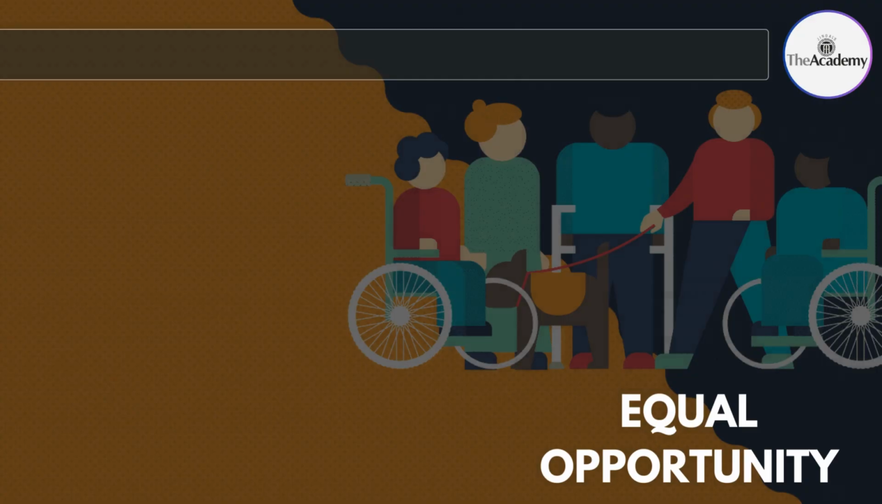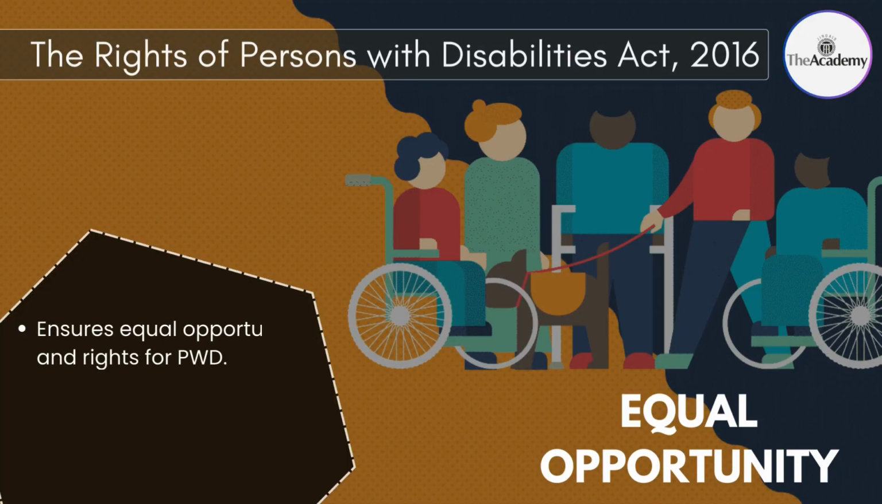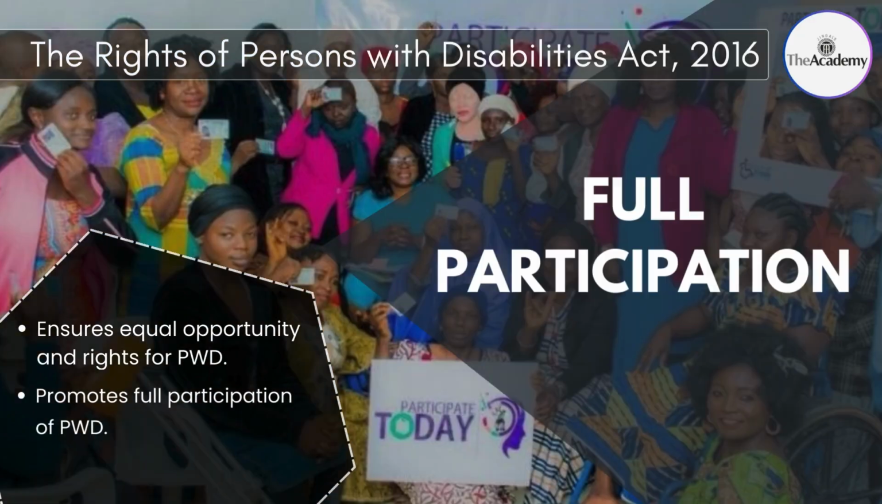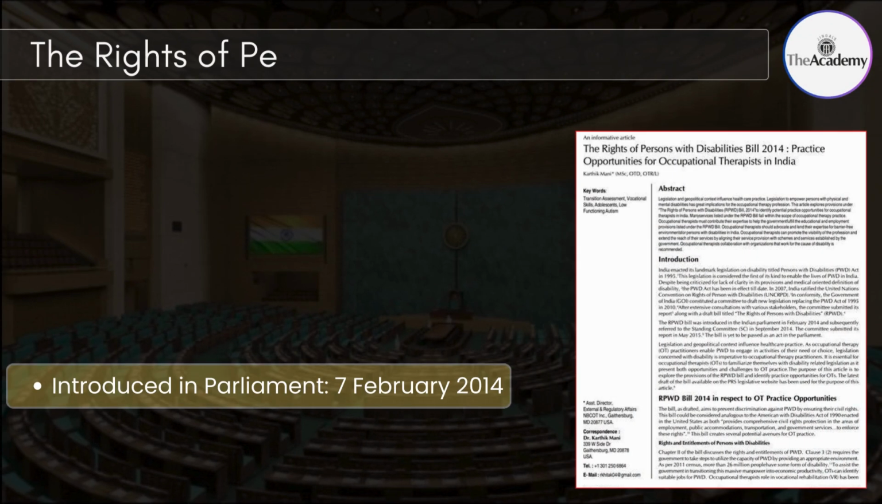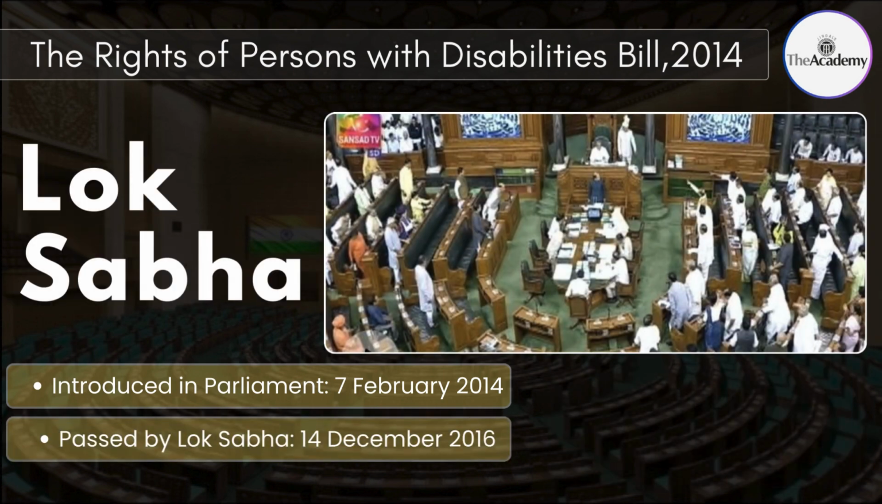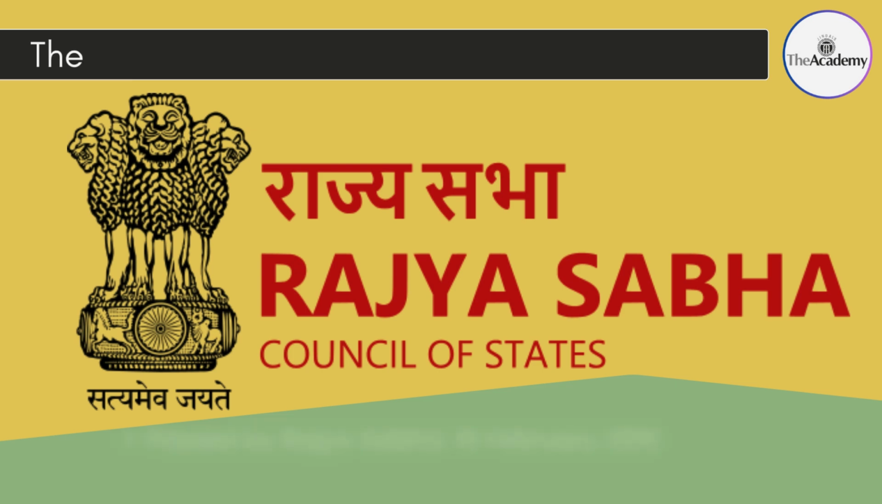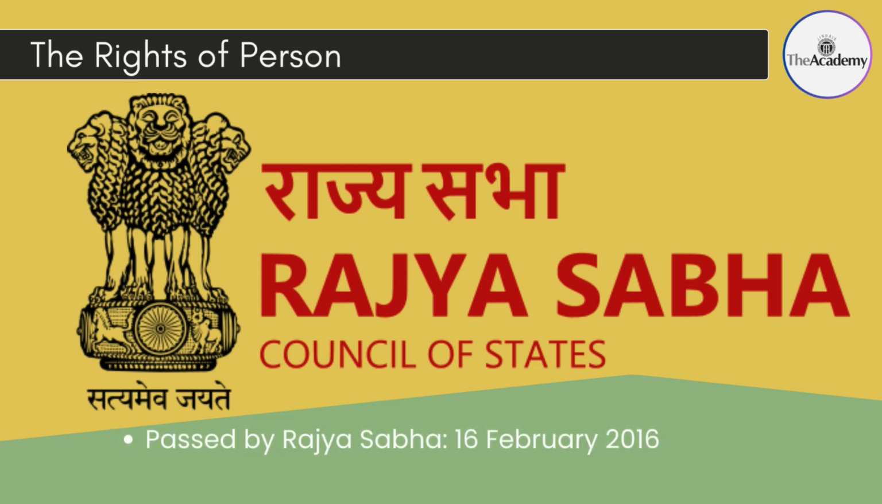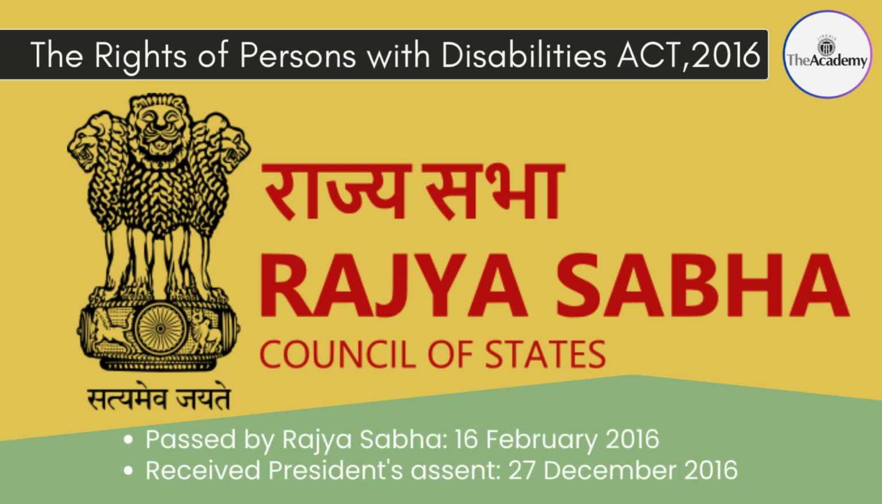Background. The Act replaces the existing Persons with Disabilities, Equal Opportunity, Protection of Rights and Full Participation Act, 1995. The Rights of Persons with Disabilities Bill, 2014, was introduced in Parliament on the 7th of February 2014 and passed by the Lok Sabha on the 14th of December 2016. The bill was passed by the Rajya Sabha on the 16th of February 2016 and received the President's assent on the 27th of December 2016.